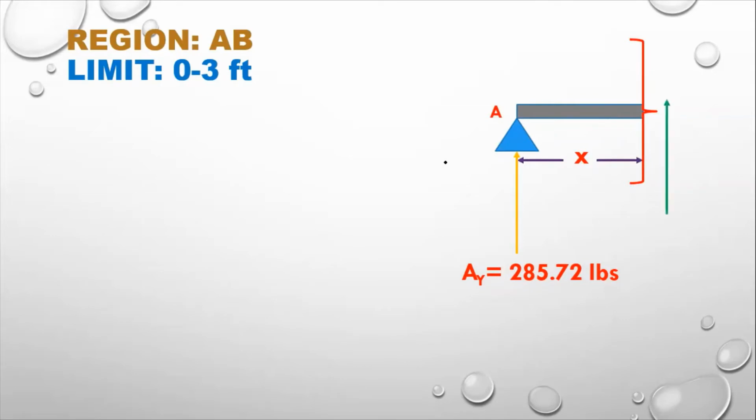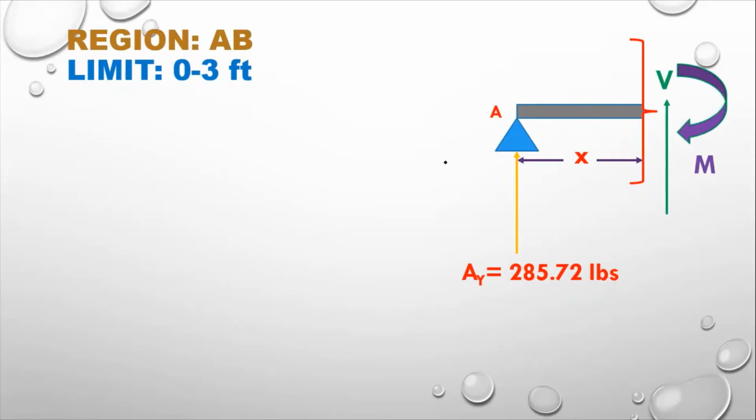So this is the beam after cutting the section. This is the first section of A. I got the support reaction value of AY equals 285.72 pounds, and this should be X, this distance, and then this is point A, and the section cut is from here. Then V is the shear force and M is the bending moment.